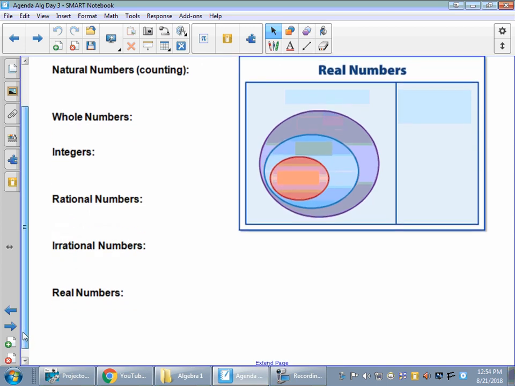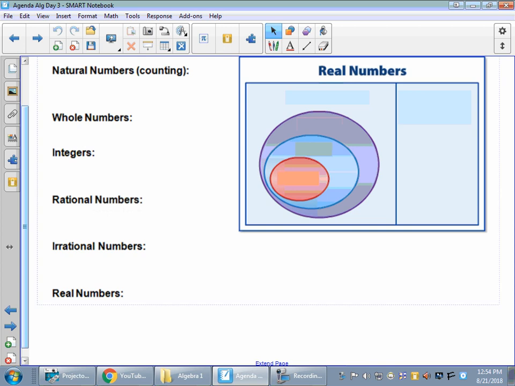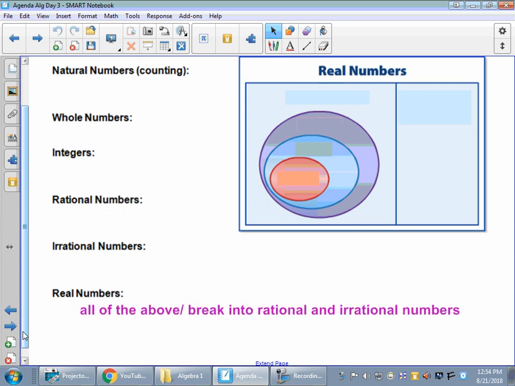So I'm actually going to go out of order and go down to the bottom here and tell you what real numbers are. Real numbers are all of the above terms listed here: natural numbers, whole numbers, integers, and so on and so forth. All of the above, and you can break them into rational and irrational numbers. So two different subsets of real numbers, rational and irrational.